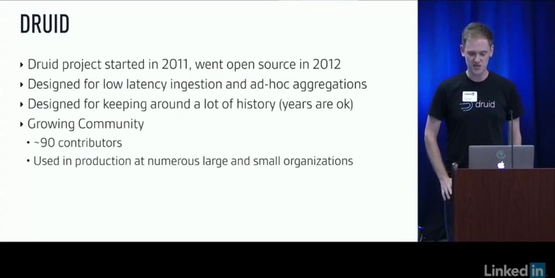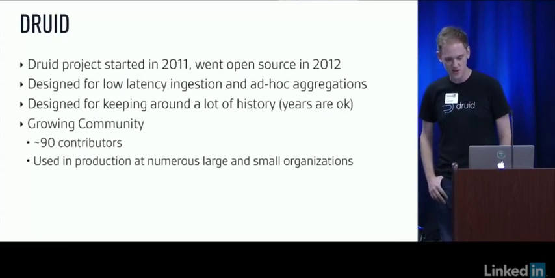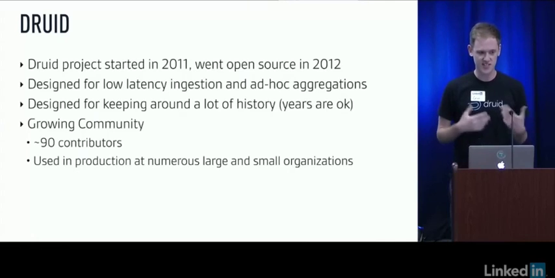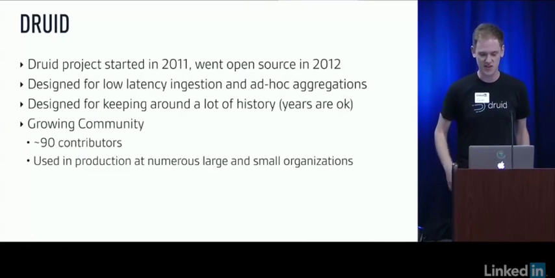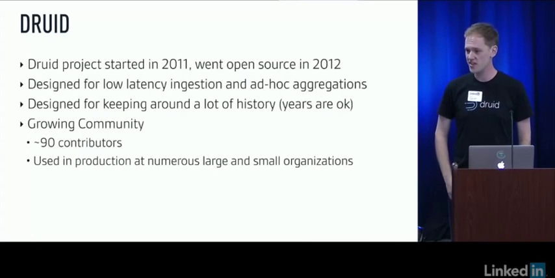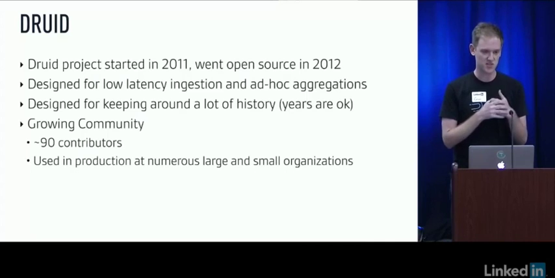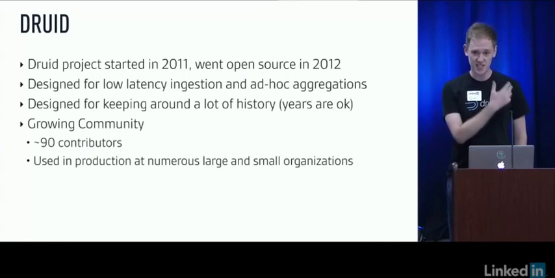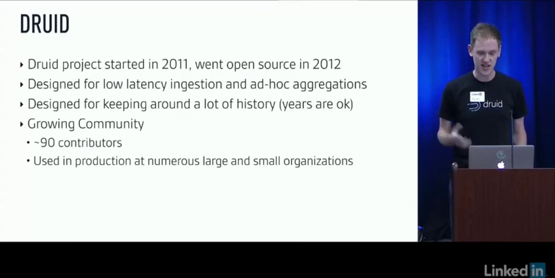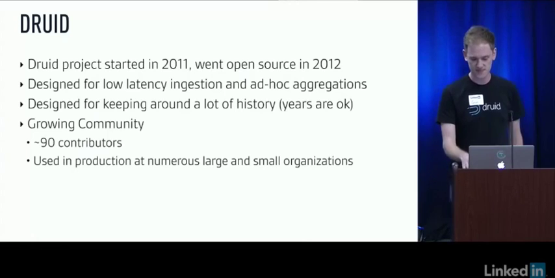Druid's a project that started at MetaMarkets in 2011, went open source in 2012. Since then, we've been sort of trying to build a community around it. It's designed for low latency ingestion and ad hoc aggregations. And also designed for keeping around a lot of history. So it does real-time ingestion, but you can also keep around years of history and query them at the same time. Like I said, we're trying to build a community. We've got about 90 contributors so far, and it's used in production at a lot of different organizations.